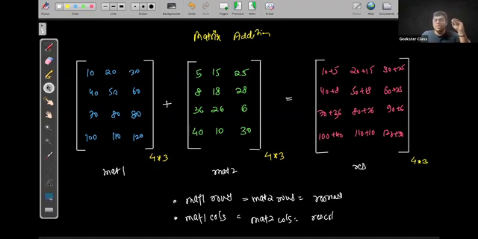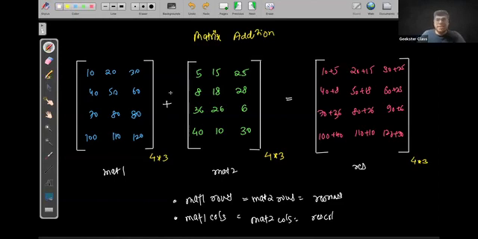It is not necessarily that the matrix will be square. We can add two rectangular matrices also. That is, the number of rows and number of columns need not be equal. Matrices can be rectangular; they need not be square. If it is square, good, but you can add two matrices even if they are not square. 4, 3, 4, 3, 4, 3. Is the first addition clear?